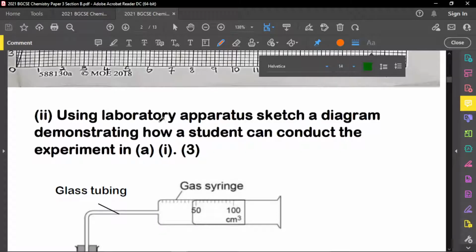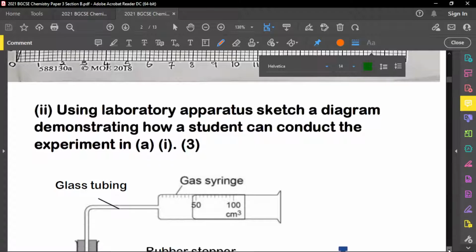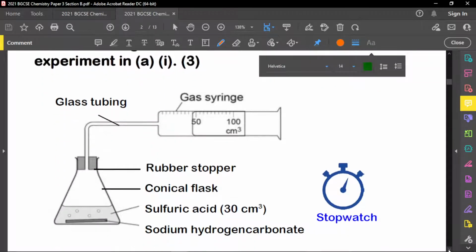Now part 2 of the question: using laboratory apparatus, sketch a diagram demonstrating how a student can conduct the experiment in A13. This is the same diagram I used in the 2019 paper, because it's the same setup. The only difference is the different reagents, but it's pretty much the same setup. You're going to collect the gas over a period of time. You need a stopwatch, you need a conical flask, and whenever you draw a diagram, please annotate it.